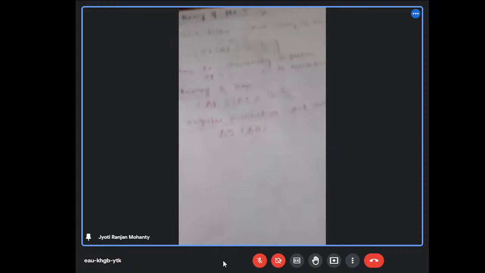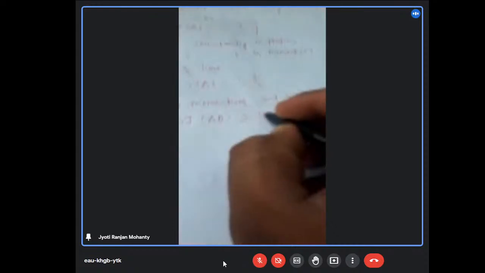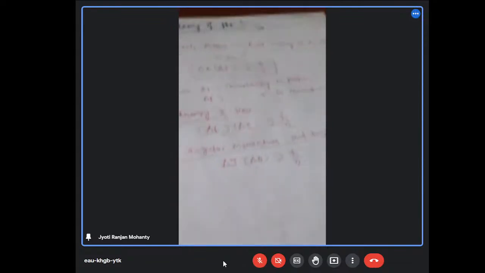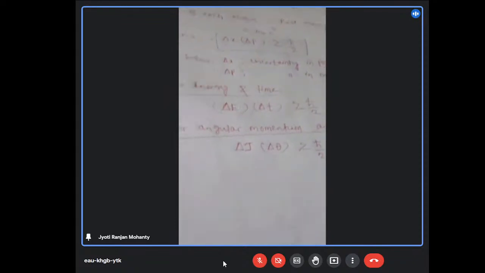Del J into del theta is greater than or equal to h cross by 2. So the three pieces of information we got as proposed by Heisenberg: we cannot measure position and momentum simultaneously, we cannot measure energy and time simultaneously, and we cannot measure angular momentum and angle simultaneously.